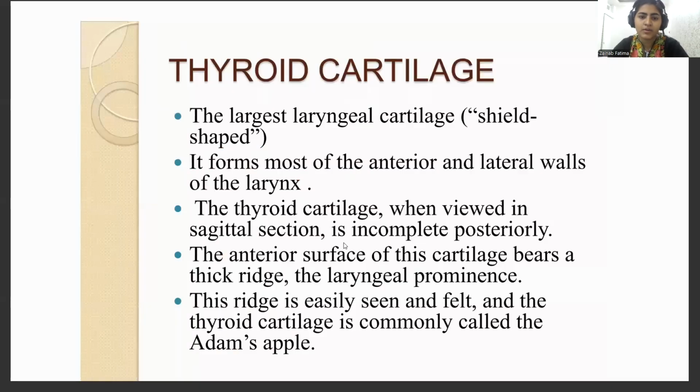Then we will come to the thyroid cartilage. It is the largest laryngeal cartilage, also known as shield shape. It forms most of the anterior and lateral wall of the larynx. When viewed in the sagittal section, the thyroid cartilage is incomplete posteriorly. The anterior surface of the cartilage bears a thick ridge, the laryngeal prominence. This ridge is easily seen and felt. The thyroid cartilage is commonly called Adam's apple.